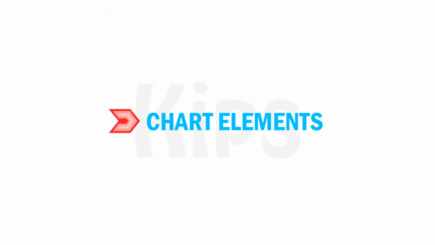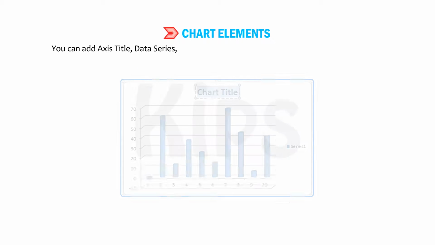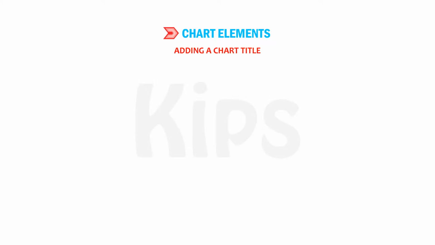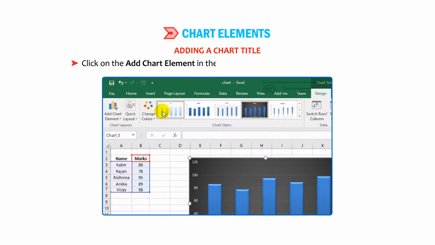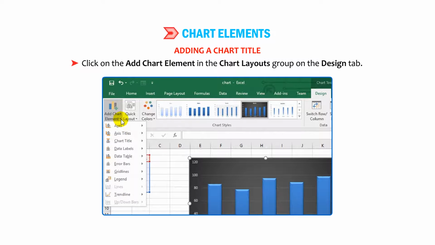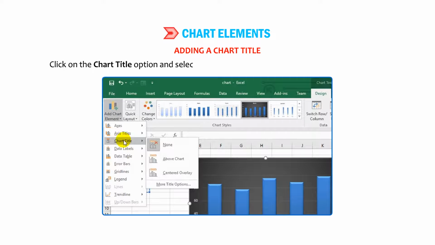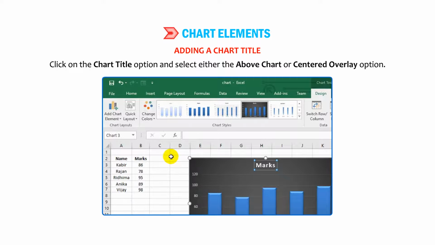Okay, let us now talk about chart elements. You can add axis title, data series, chart title, legend, grid lines, and any other components of the chart whenever required. Adding a chart title. Click on the chart and follow the given steps. Click on the Add Chart Element in the Chart Layouts group on the Design tab. A list of options appears. Click on the Chart Title option and select either the Above Chart or Centered Overlay option.